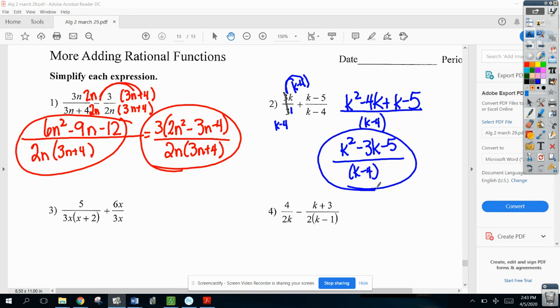For some reason, somebody on a different worksheet asked why we don't distribute the bottom. Like, why don't we distribute this? We just don't. Nobody does. When you get to algebra 3, they won't do it either.